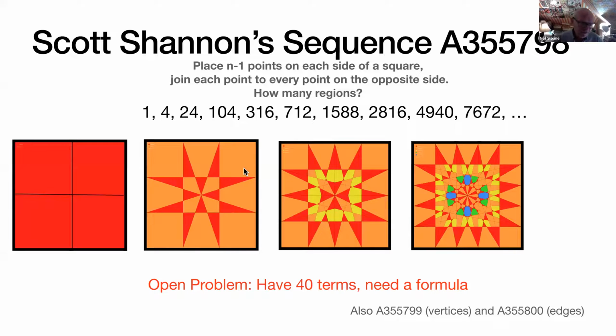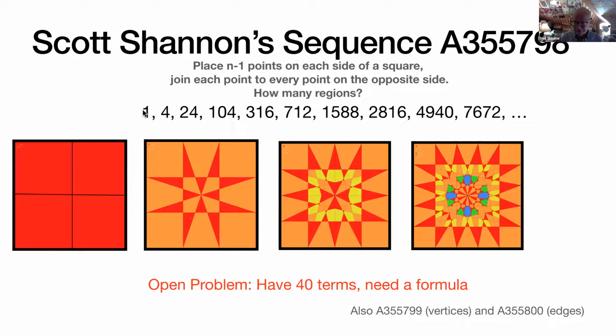Scott said, what if we take a square? So take an array of squares, like here's a 2x2 array of squares, here's a 3x3. Join each point on an edge to all the points on the opposite edge, join them like that. So here, this point gets joined to these 3, and so on. And the question is, how many regions are there? How many cells? And he's worked out 40 terms.